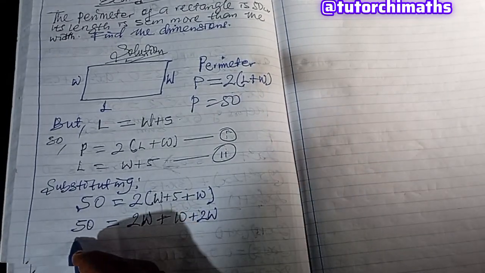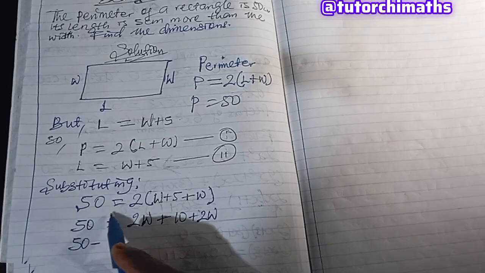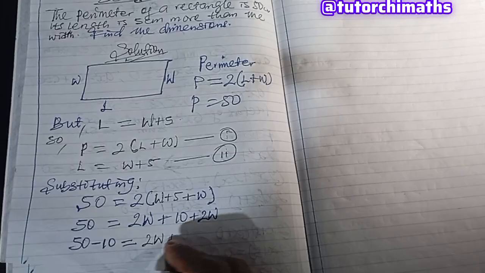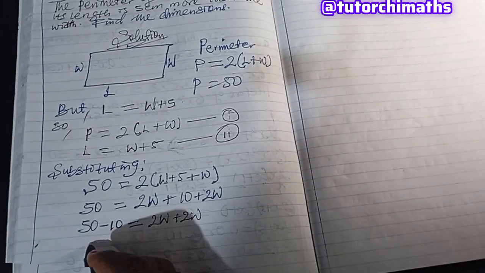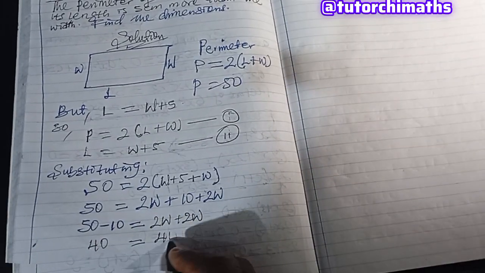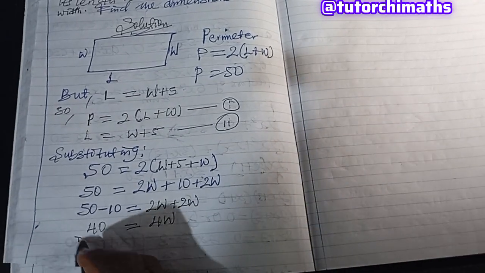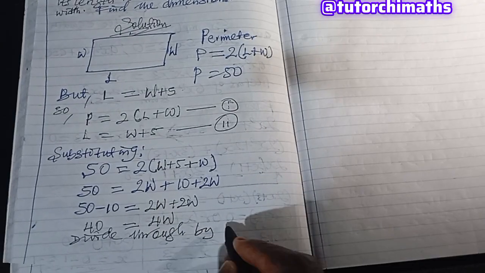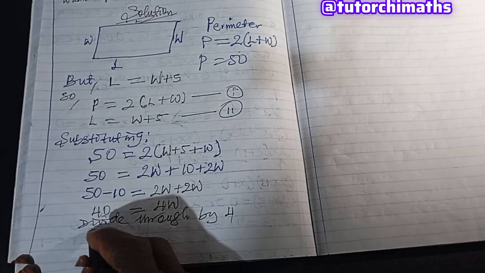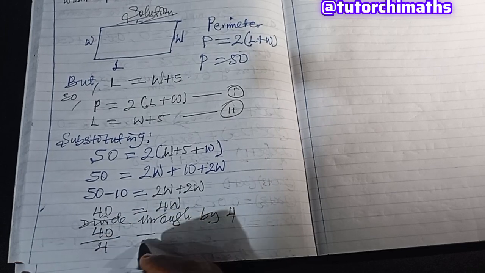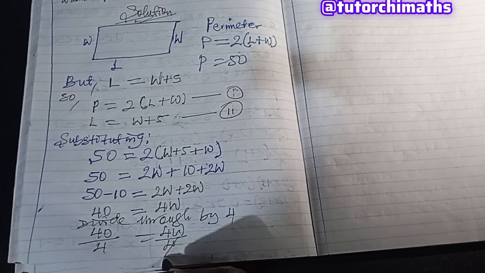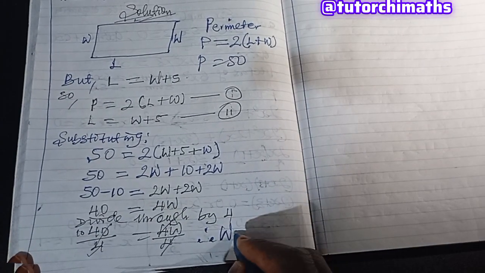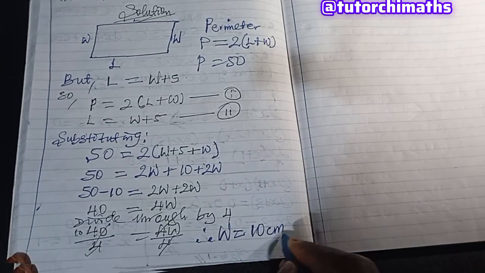Then when we collect like terms, we have 50 minus this 10 is equal to 2W plus 2W. So 50 minus 10 is 40, equals 4W. To find W, we are going to divide through by 4. So you have 40 divided by 4 equals 4W divided by 4. This can cancel and this can cancel. You have 10. Therefore, W is equal to 10 cm, which is the width.